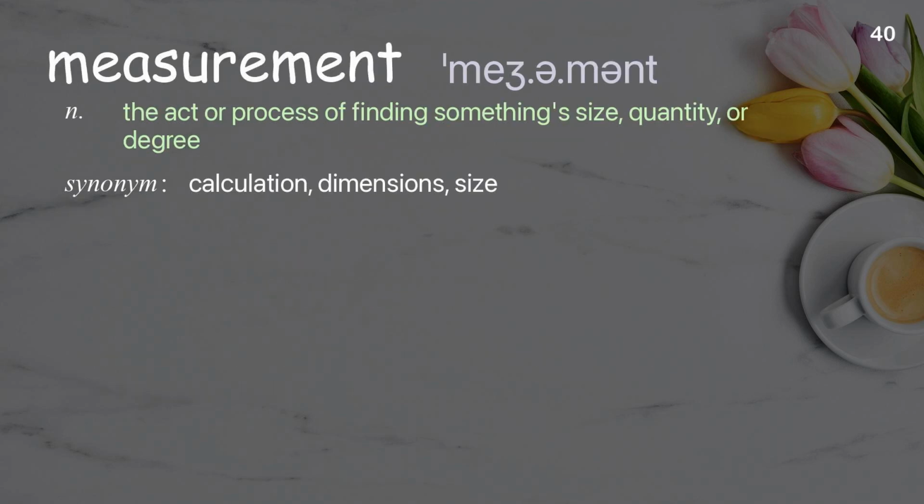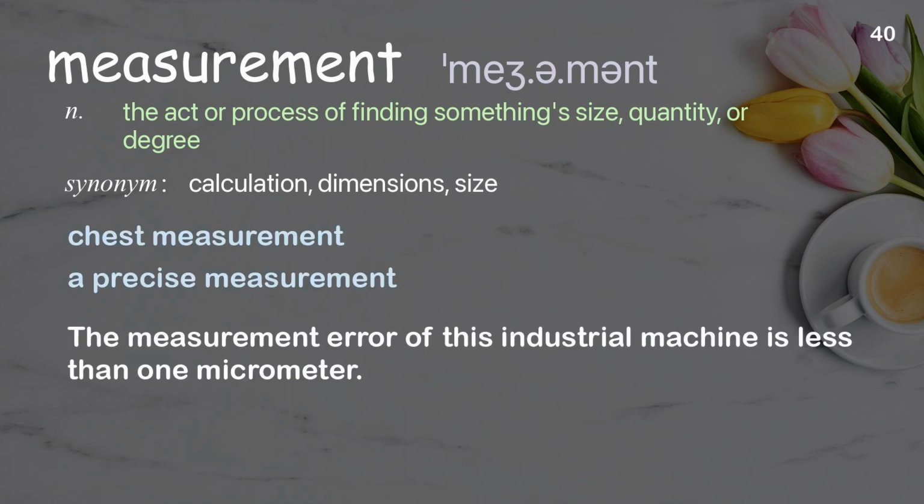Measurement. The act or process of finding something's size, quantity, or degree. Examples: Chest measurement, a precise measurement. The measurement error of this industrial machine is less than 1 micrometer.